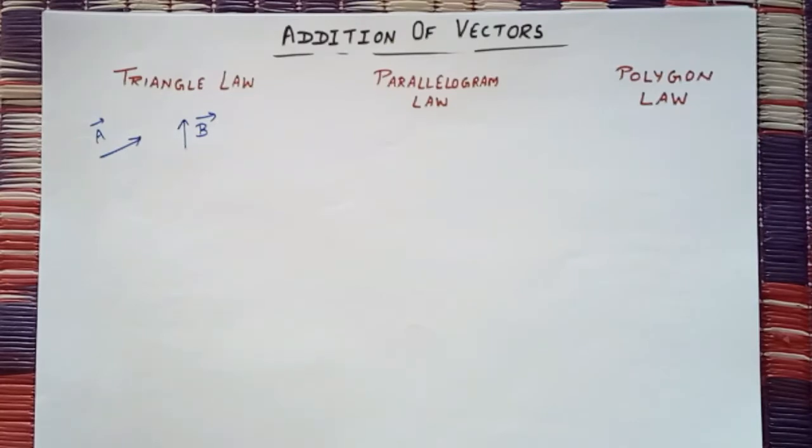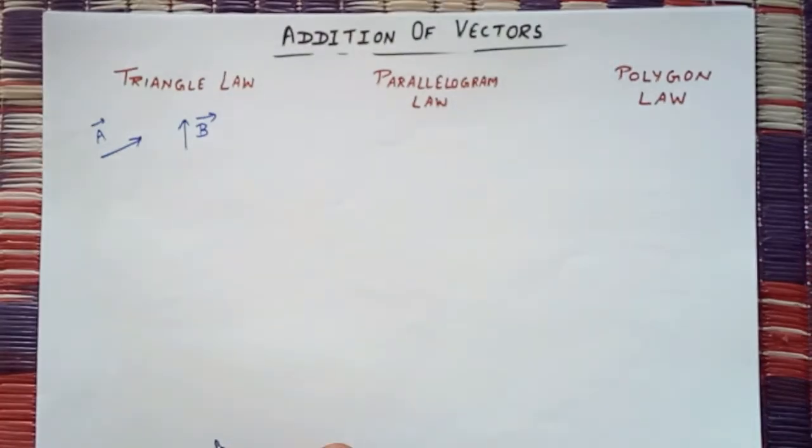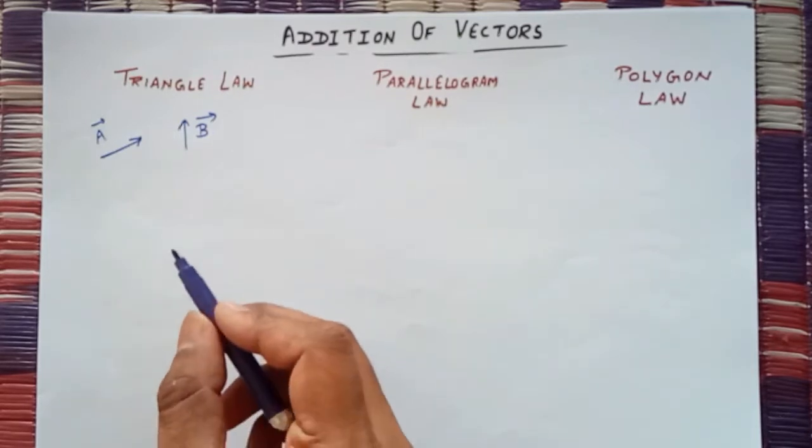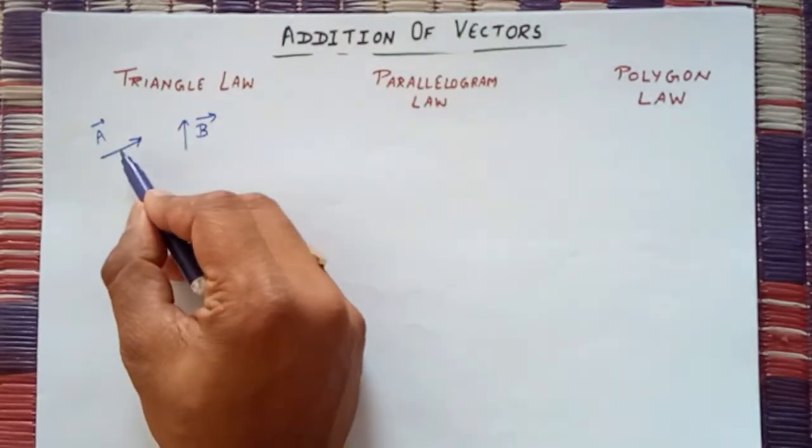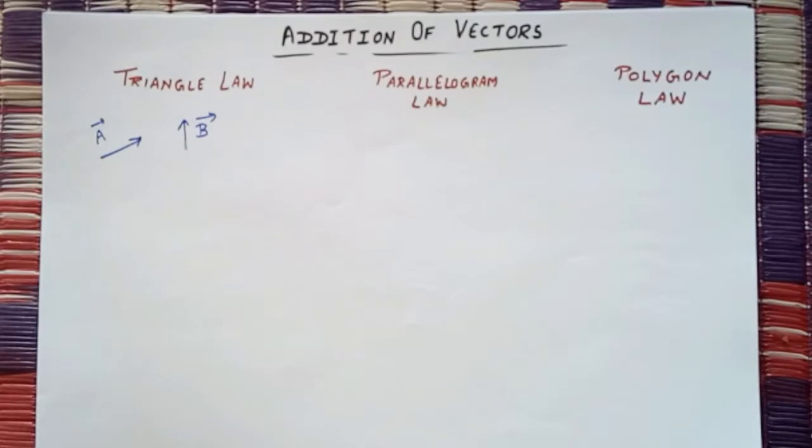Then what is triangle law? Triangle law says that if two vectors can be represented by two sides of the triangle taken in the same order, meaning if these two vectors can represent the sides of the triangle, then their resultant will be the third side of the triangle in the opposite order.